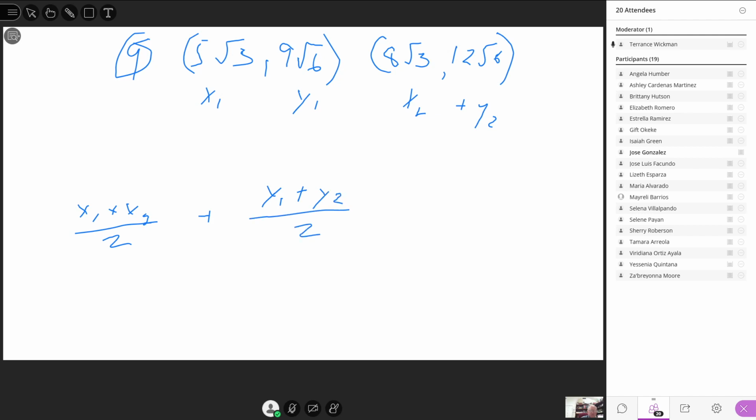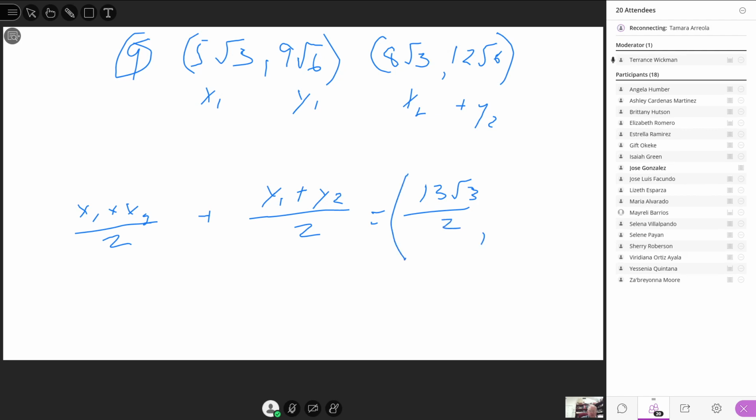So 5 square roots of 3 and 8 square roots of 3 equals 13 square roots of 3 divided by 2. And 9 square roots of 6 and 12 square roots of 6 gives us 21 square roots of 6 divided by 2. I get D.